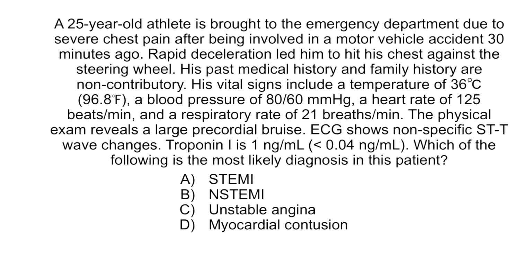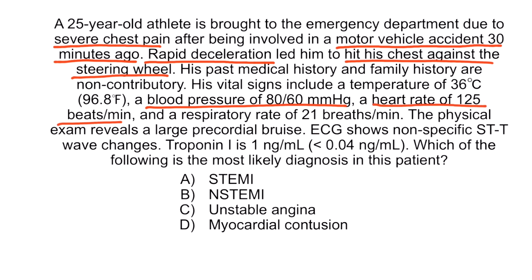This young athlete presents with severe chest pain after being involved in a motor vehicle accident 30 minutes ago. Rapid deceleration led him to hit his chest against the steering wheel. His vital signs are significant for hypotension with the blood pressure of 80/60, tachycardia with the heart rate of 125, and tachypnea evidenced by respiratory rate of 21. Physical exam reveals a large precordial bruise. ECG shows the nonspecific ST T-wave changes.